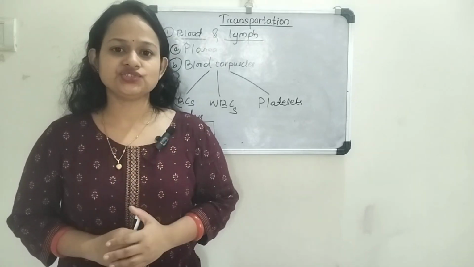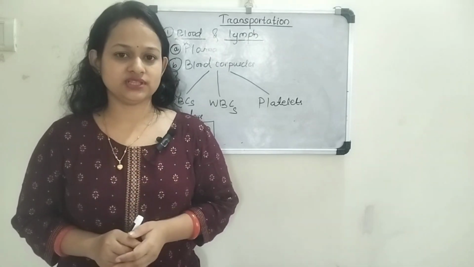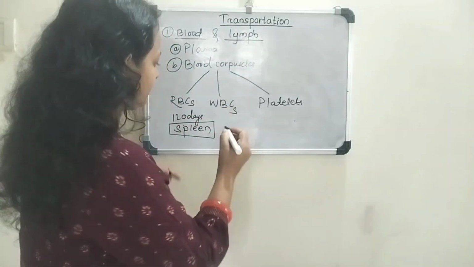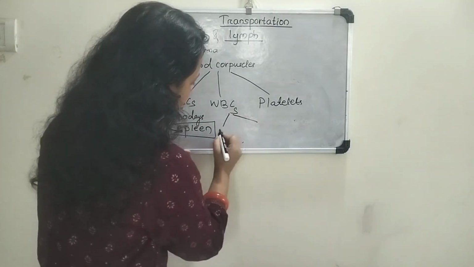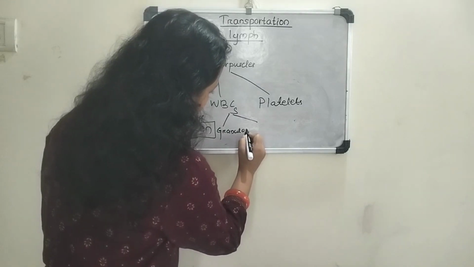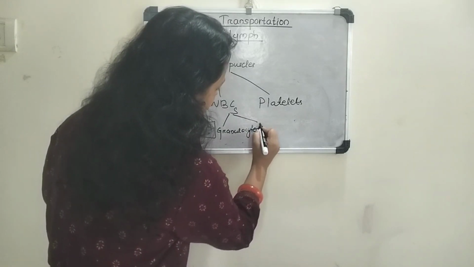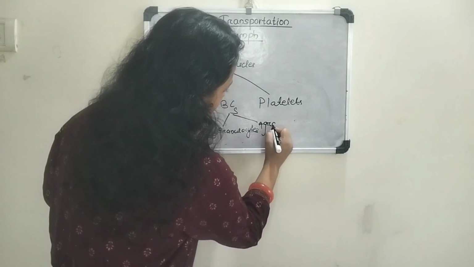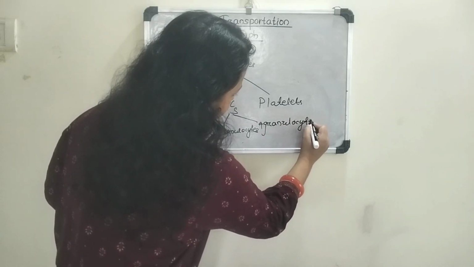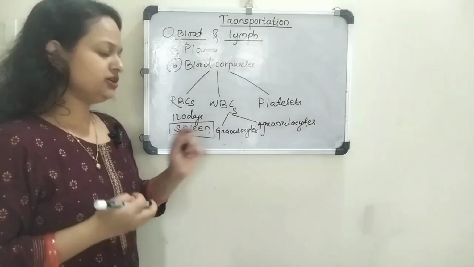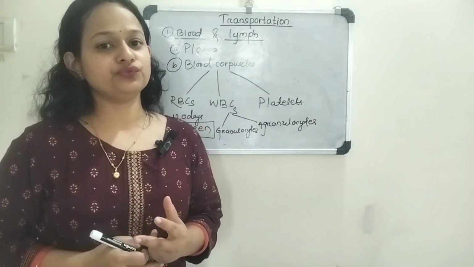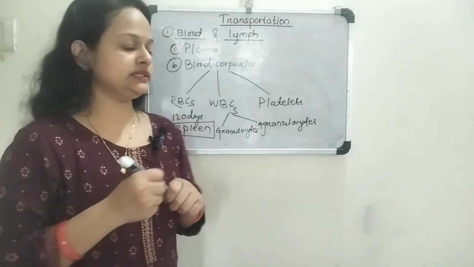And the WBCs are actually of two types. They are granulocytes and agranulocytes. The granulocytes again are of three types. They are neutrophils, eosinophils and basophils.